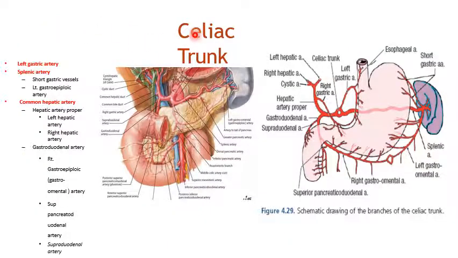Now first we will study the celiac trunk. It is one of the ventral branches of the abdominal aorta at the vertebral level T12. The celiac trunk gives three branches: left gastric artery, splenic artery, and common hepatic artery. So this is the celiac trunk. It is giving three branches. This is left gastric, then splenic, and this is the common hepatic.